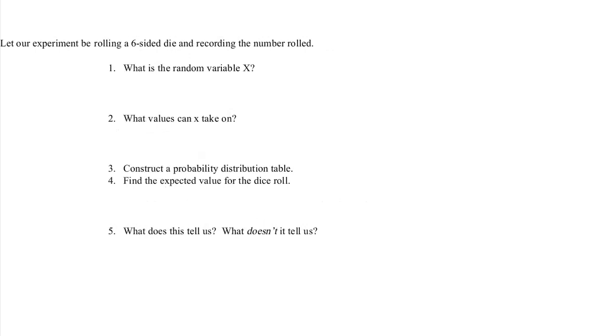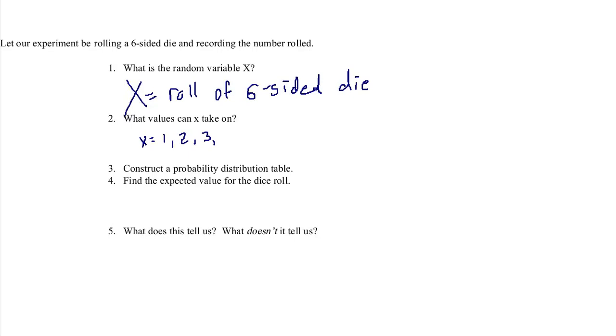So here we have an experiment which is rolling a six-sided die. Now if we roll a six-sided die and record the roll, then our random variable, capital X, is going to be the roll of that six-sided die. The values that little x can take on, the sample space, the possible results of this experiment are the rolls, 1, 2, 3, 4, 5, and 6.